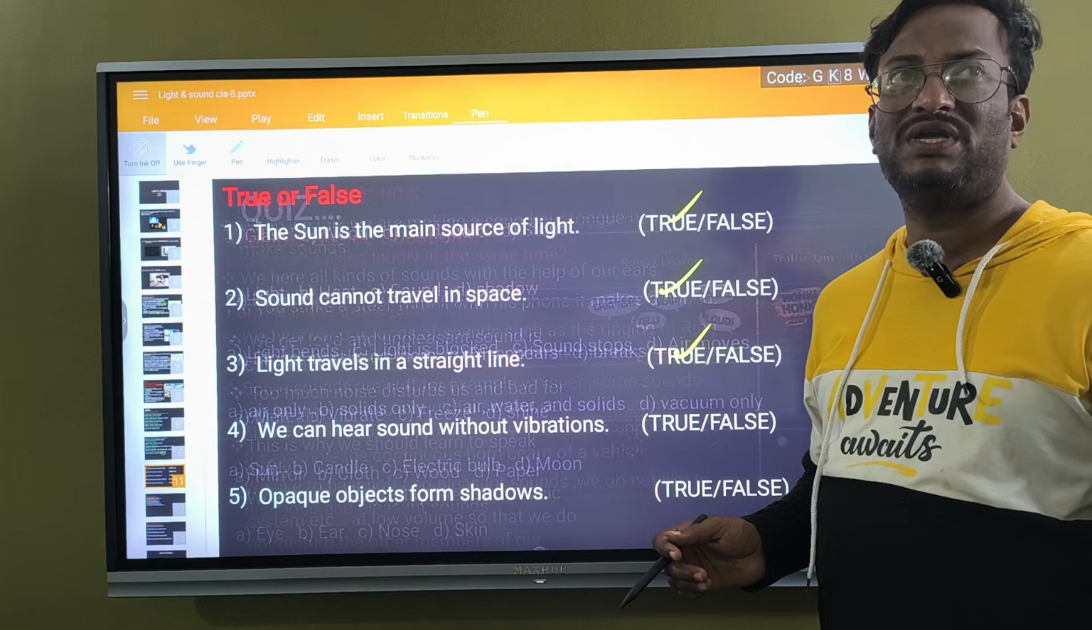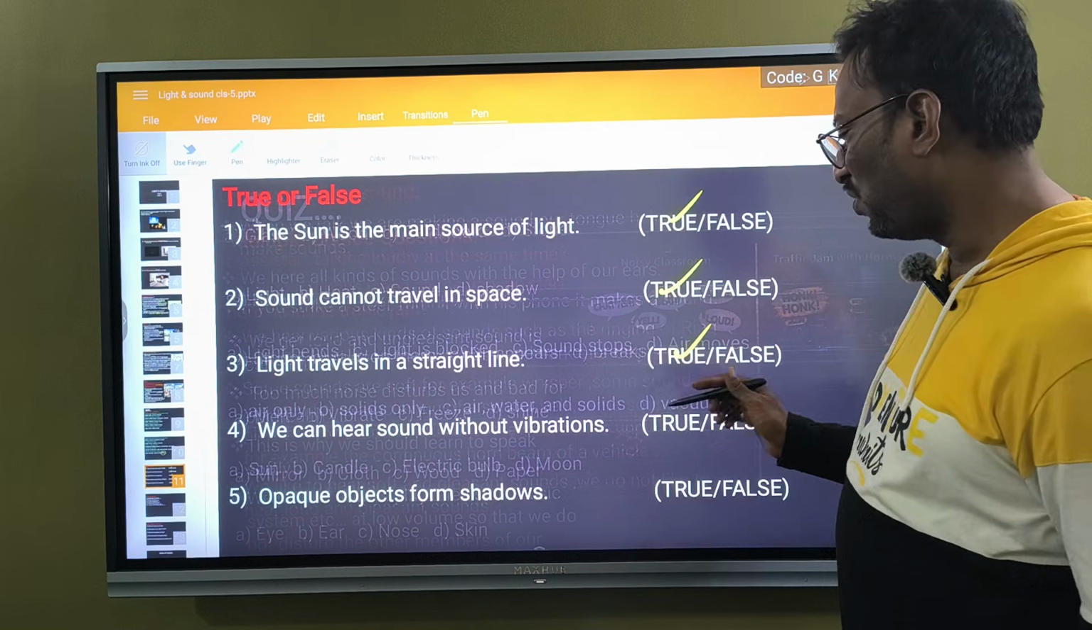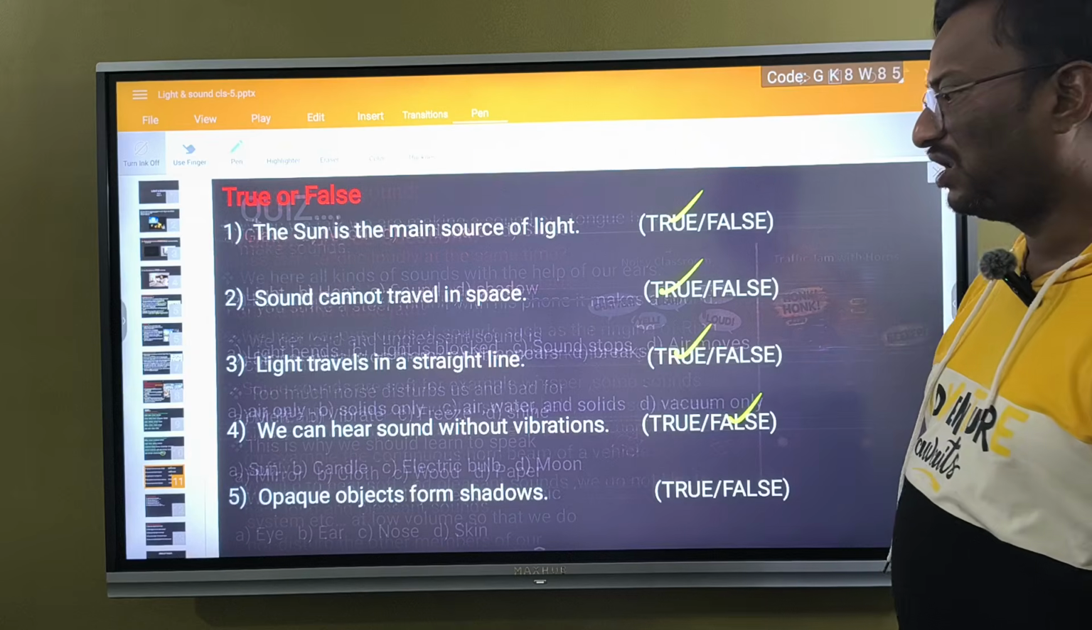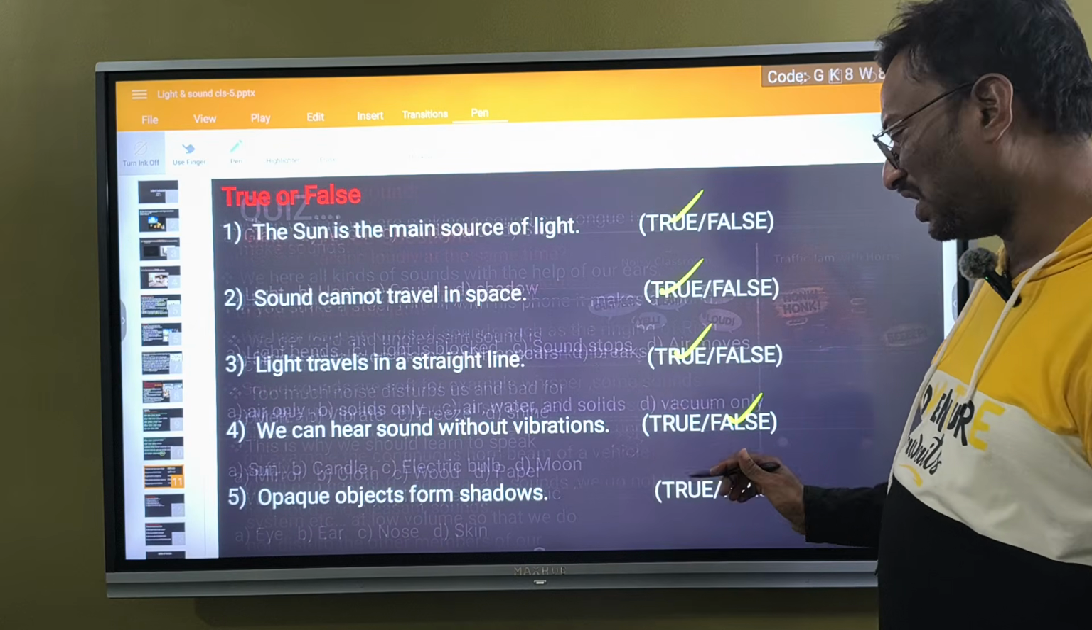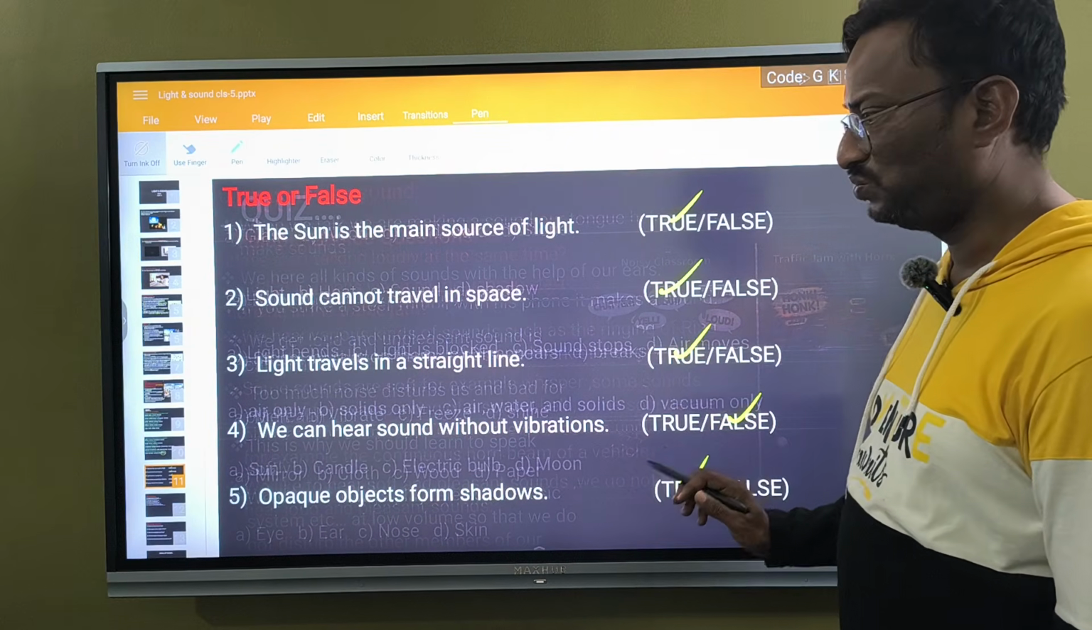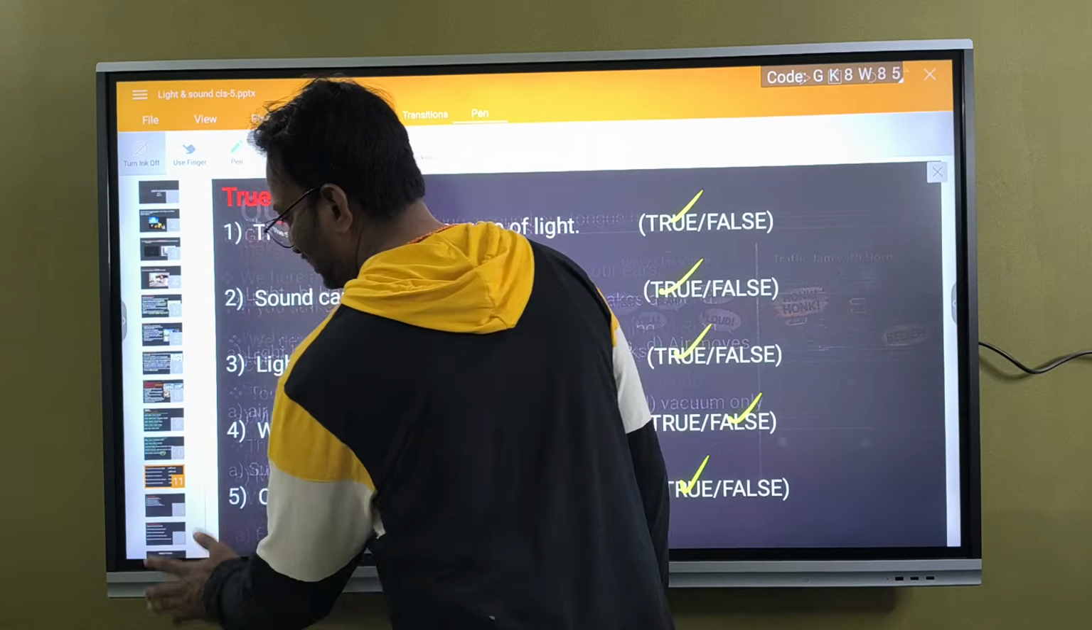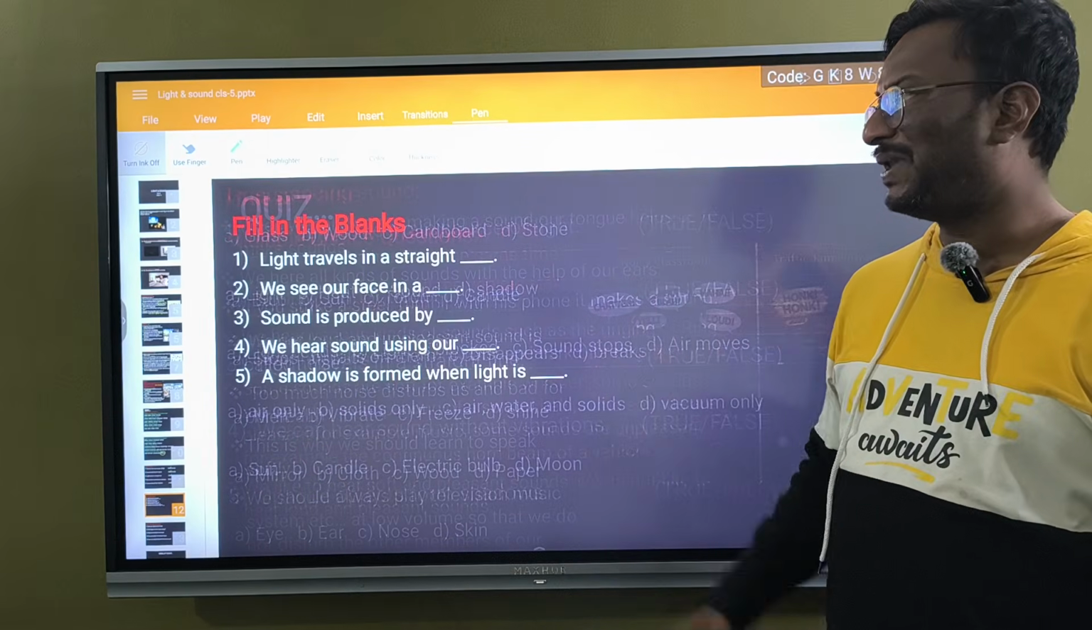We can hear sound without vibration. No. In order to hear sound, definitely we should have vibration. So it is false. Opaque objects form shadows. Yes, it is true.